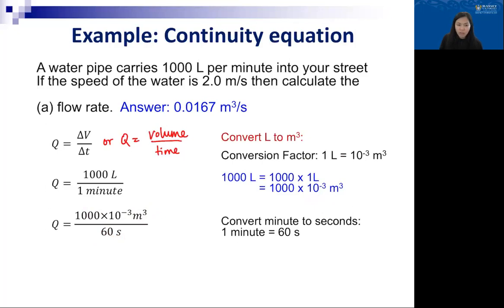Then we carry out the operation using your calculator, and you should get 0.0167 cubic meters per second. So every second, there's 0.0167 cubic meters of water flowing through that pipe at a speed of 2 meters per second. All right, does that make sense? Are we happy with the solution for the flow rate?